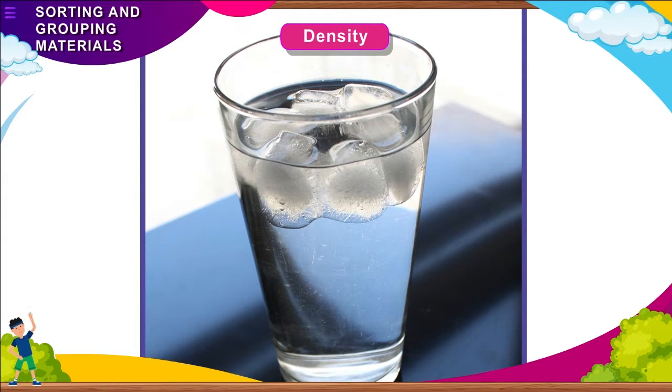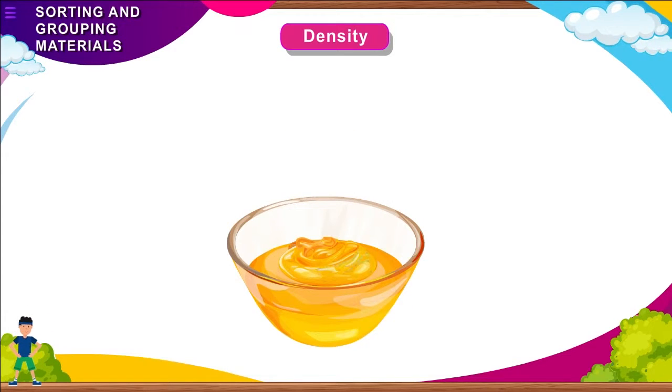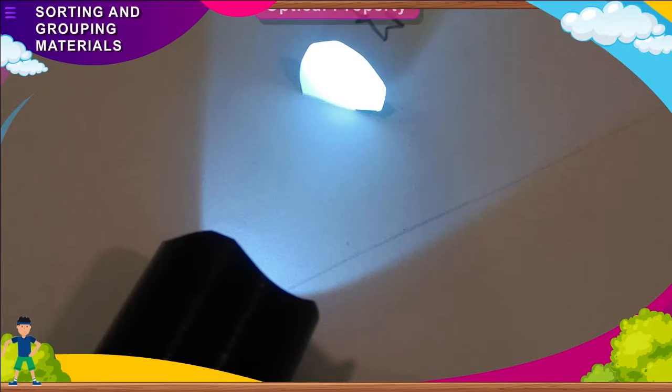You may have seen ice floating on water because its density is 0.9 gram per ml, which is less than 1. The density of a liquid also decides whether it will float or sink in water. If you take a dense liquid like honey and put a coin on it, the coin will remain at the top and will not sink in honey because the density of honey is much more than that of the coin.